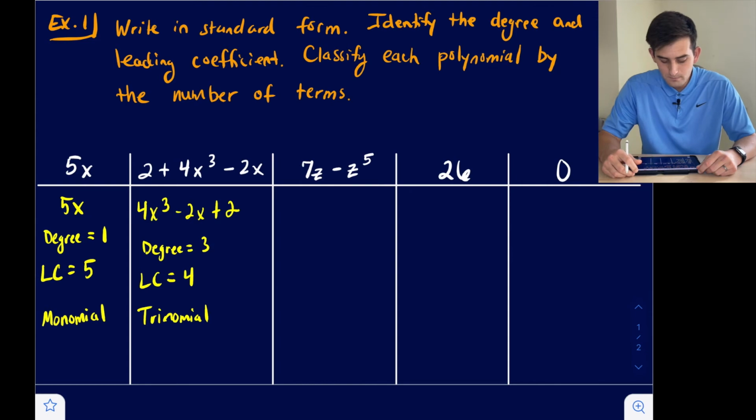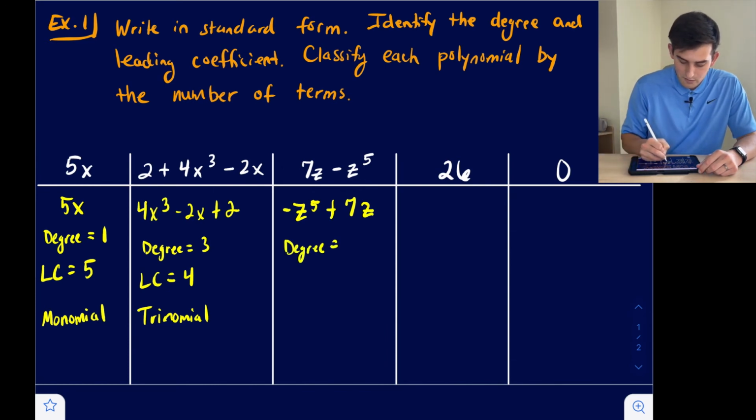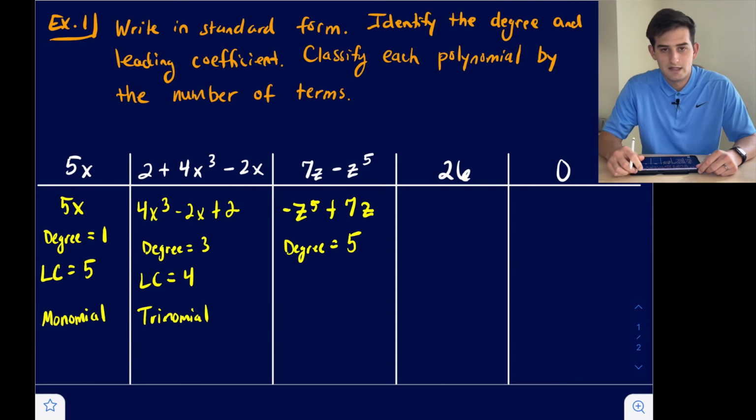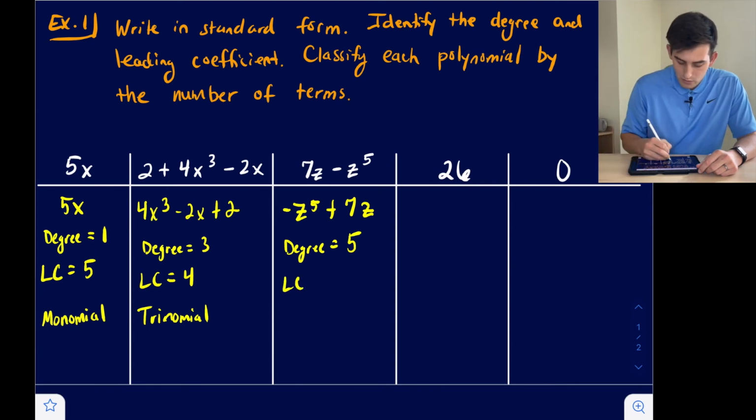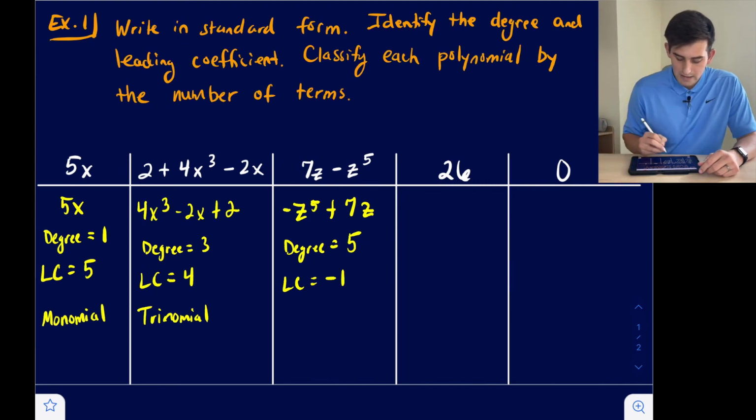And the next one, 7z minus z to the 5th. For standard form, we're going to want to write negative z to the 5th first, and then plus 7z. Our degree here is going to be 5, because that's our highest exponent. Our leading coefficient is going to be -1, because there's actually a 1 there before z, right, -1. And there are 2 terms here, so this will be a binomial.